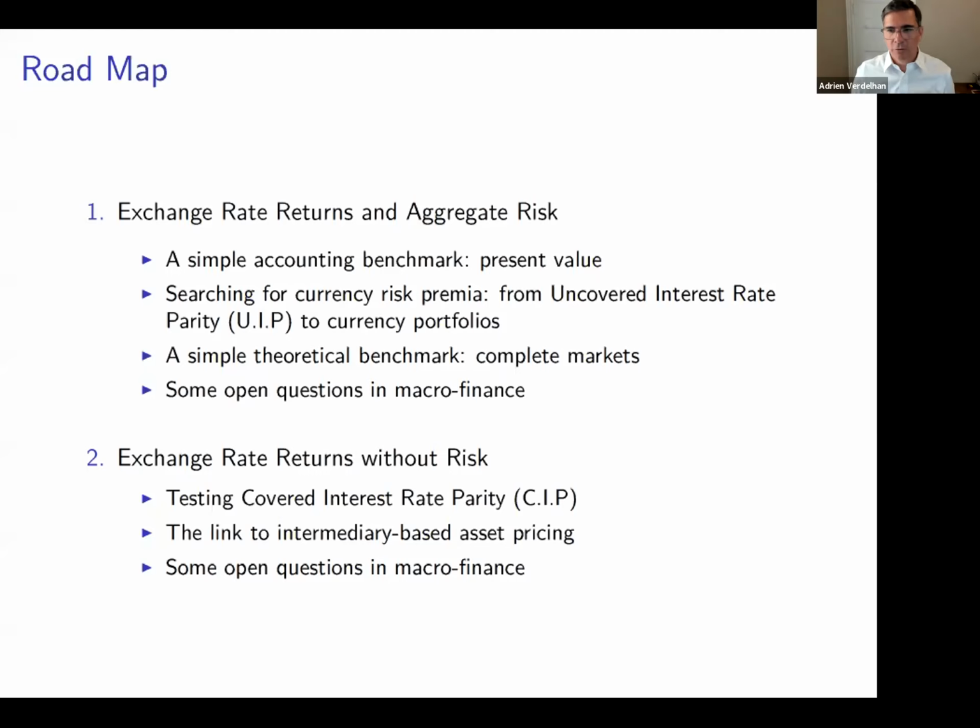Okay, so I'm going to do that. But I'm totally happy to revisit this link between exchange rates and aggregate risk, and I'll do it anyway. You'll see that the two topics interact in the end.